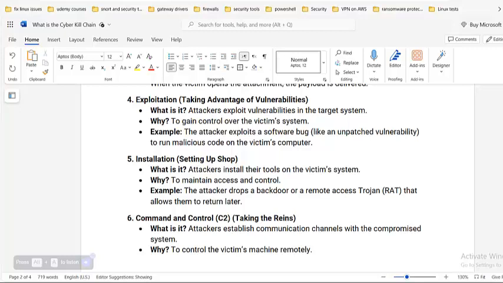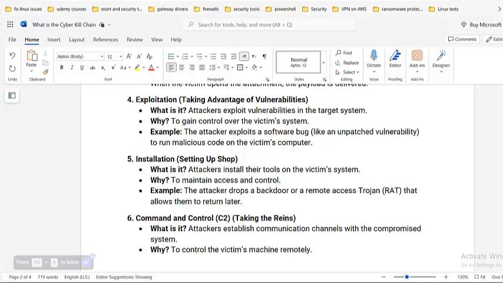Number five, setting up shop, or installation. What is it? Attackers install their tools on the victim's system. Why? To maintain access and control. Example: the attacker drops a backdoor or a remote access Trojan, which is called a RAT, that allows them to return later. Even if you reboot it, they are able to reconnect. This makes me think about something about PowerShell, which, when I get a chance, I'll talk about that also.